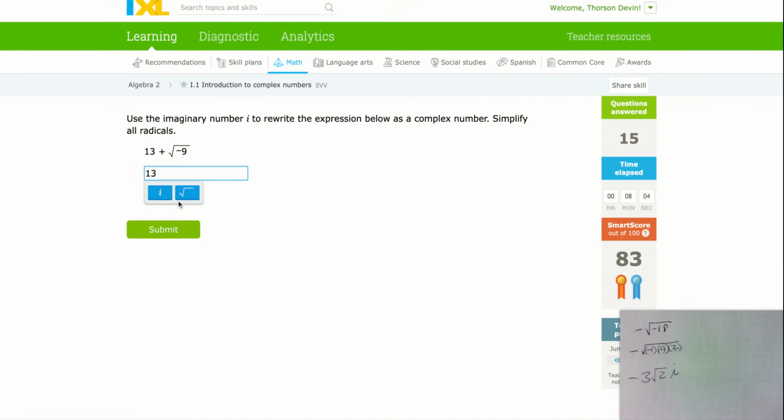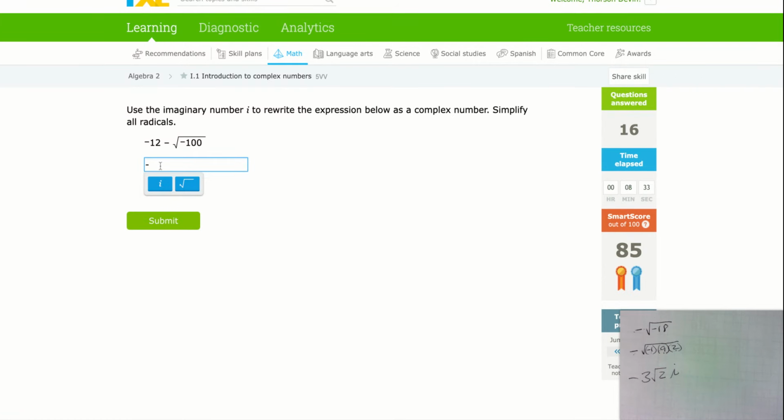Here we have 13 plus, and we can't combine the 13 with the 3 because when we square root the 9, we do get a 3, but when we square root the negative, we also get an i, and those are not like terms. The real part's 13, and then there's the 3i that I'm adding afterwards. Don't accidentally combine the 13 and the 3 if there's an i next to the 3 and not the 13.